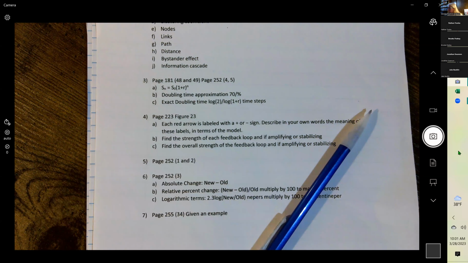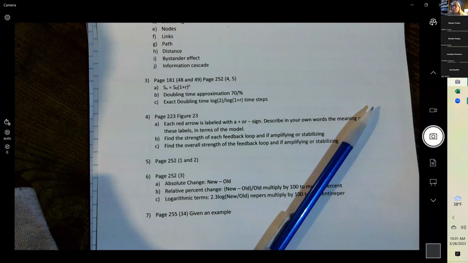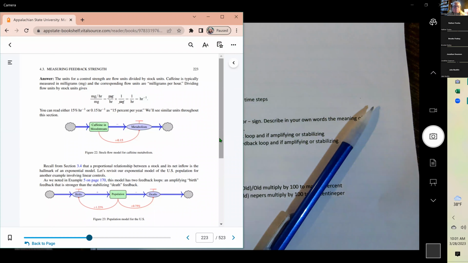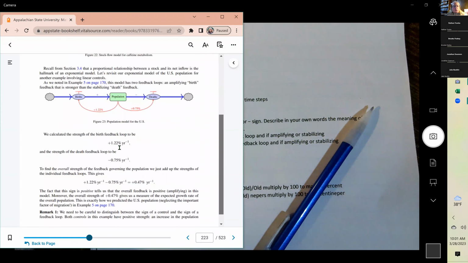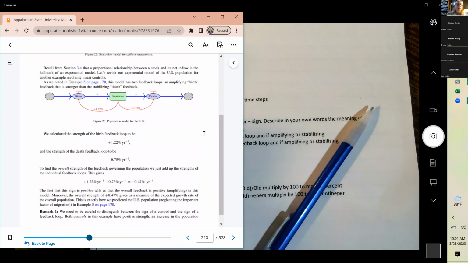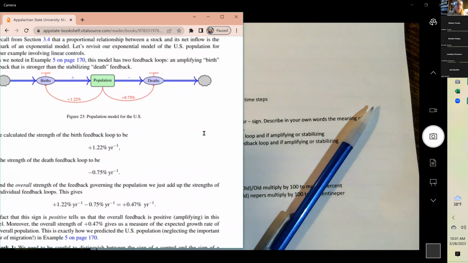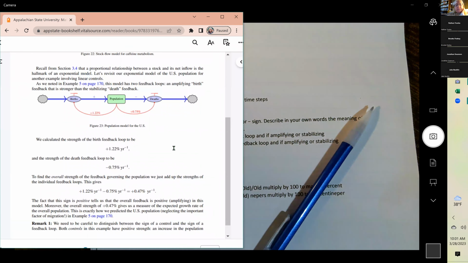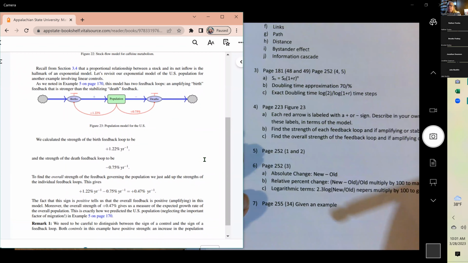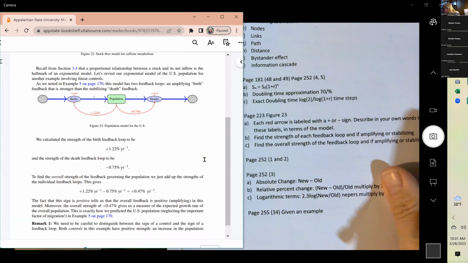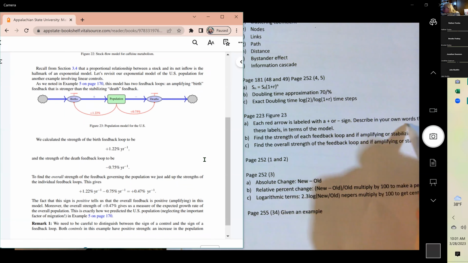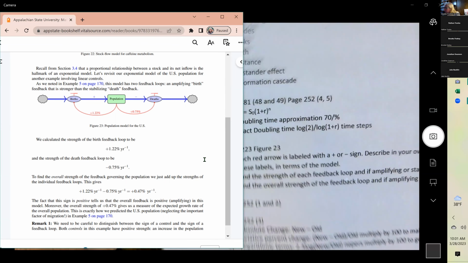Number 4. Page 223, figure 23. See if I can make it a little bit bigger. First part says each red arrow is labeled with a plus or minus sign. Describe in your own words the meaning of these labels.